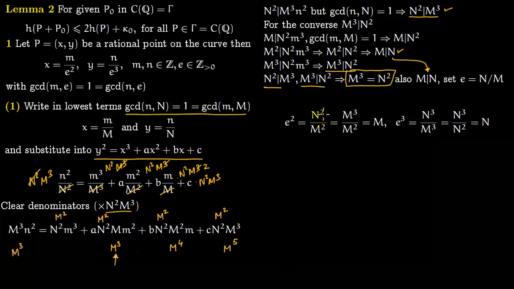So e square is equal to n square over m square. But now instead of n square, you write m cube. So you put m cube here. So m is equal to e square. So instead of m, you have e square. So m over e square. So this first part is done.